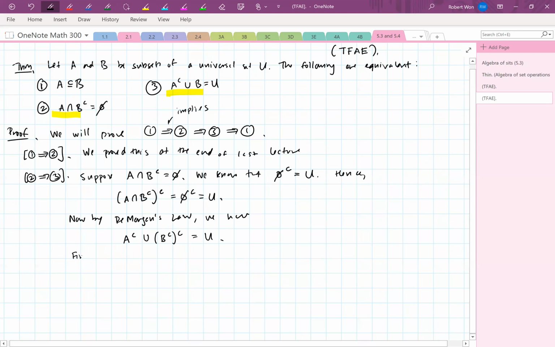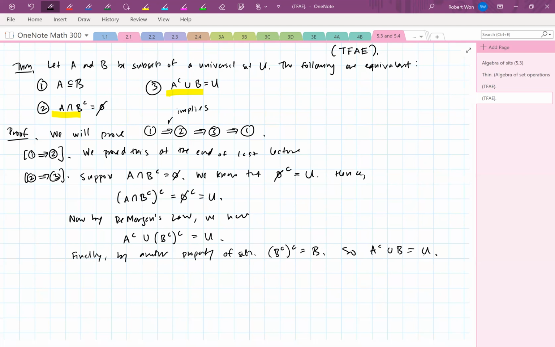And finally, by another property of sets from that algebra of set operations, B complement complement equals B. So A complement union B equals the universal set, which was what we wanted. Right, so 2 and 3 are equivalent basically just by De Morganing. Or 2 implies 3 just by De Morganing.